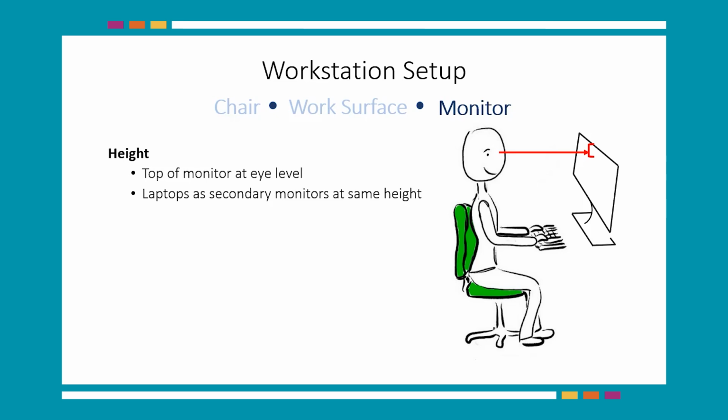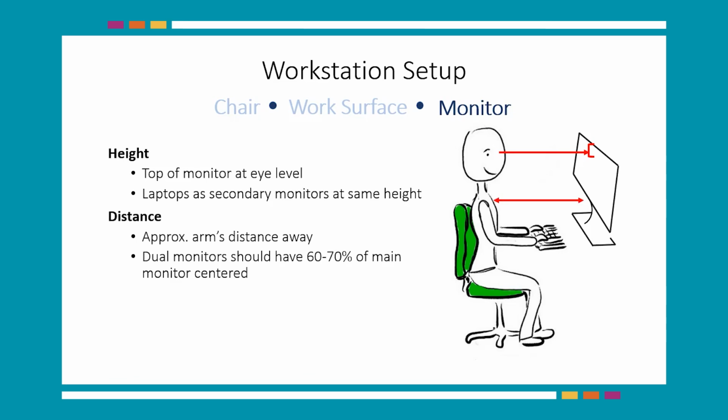When combining a monitor and a laptop, the laptop should be used as the secondary monitor and raised to the approximate height of the freestanding monitor. Use a keyboard and mouse rather than the laptop. Monitors should be placed directly in front of you, approximately an arm's distance away. Dual monitors should be placed with 60 to 70% of the primary monitor in front of you.